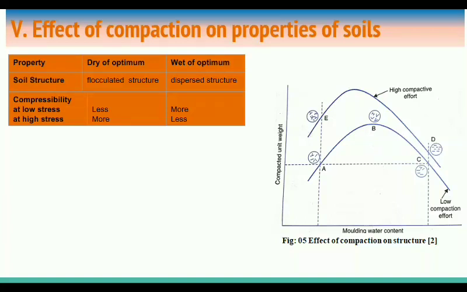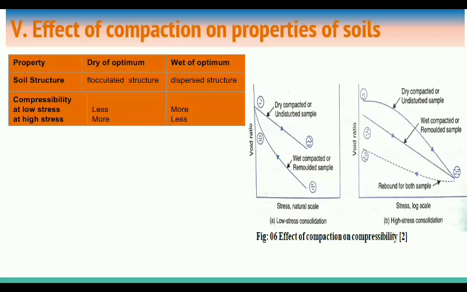Second is the compressibility. At lower stress, the wet side of optimum has more compressibility, because the strong interparticle bond in a flocculated structure does not allow the particles to be displaced. But in the case of high stress, the dry side of optimum has more compressibility, because once this strong bond is broken due to the high stress, it allows more displacement and more compression because of the larger volume of voids.